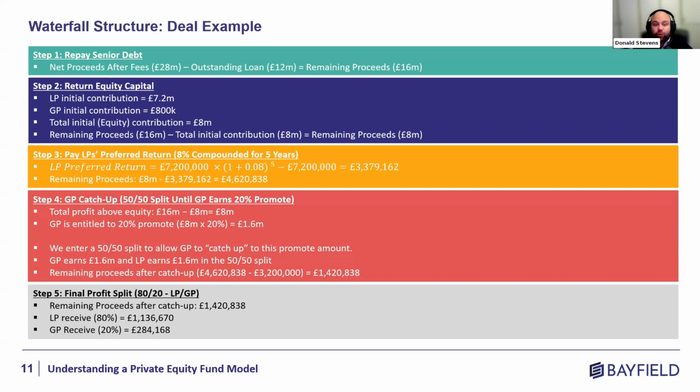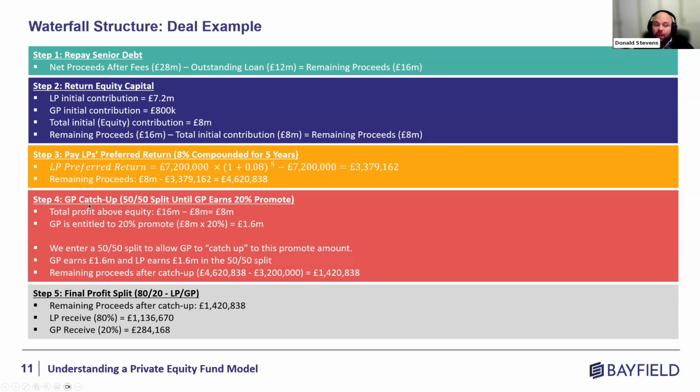We've got 28 million. That's what we sold the property for after fees. The outstanding loan, so the debt that we have to service, is 12 million. So there's 16 million left. We have to repay 8 million of capital, which is split 7.2 million and 800K between the LP and the GP. So what remains is 8 million of proceeds that now needs to be distributed.